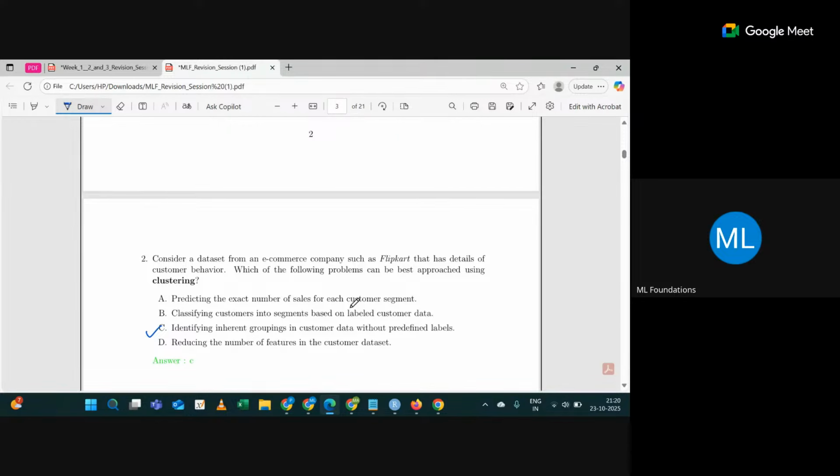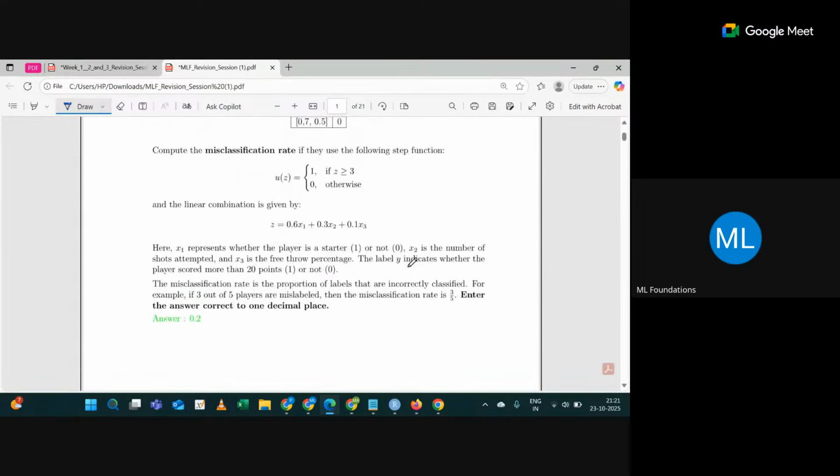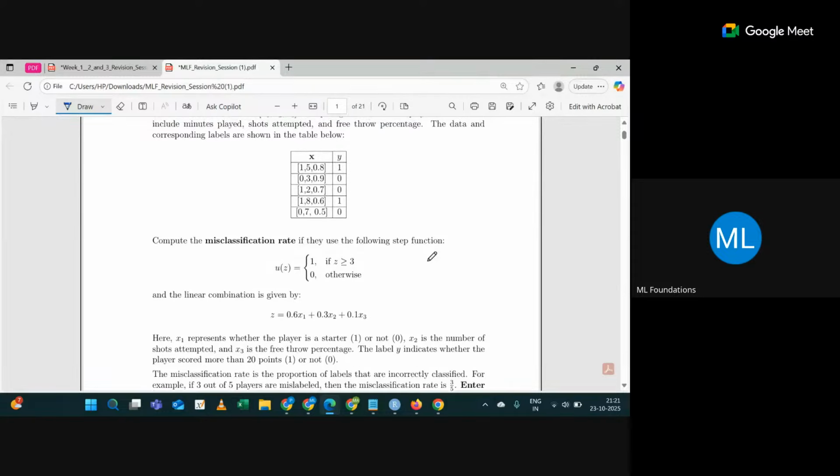Option D is just dimensionality reduction, right? We are not doing dimensionality reduction. It is asking which is correct for clustering. Clustering means you are making groups, right? This is unsupervised learning, yes or no? Yes. So it will identify inherent groupings in customers. Yeah.